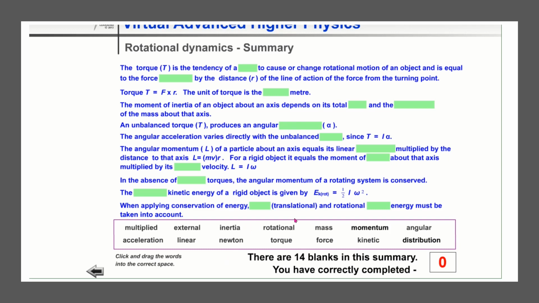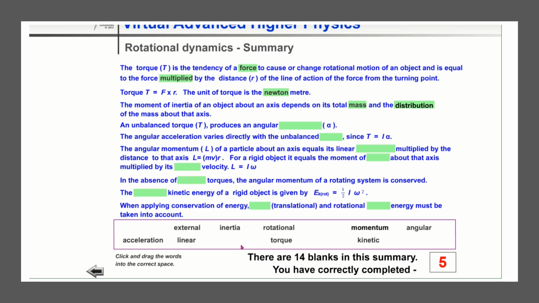The torque T is the tendency of a force to cause or change rotational motion of an object and is equal to the force multiplied by the distance r of the line of action of the force from the turning point. So it has to be perpendicular. The unit of torque is the newton meter. The moment of inertia of an object about an axis depends on its total mass and the distribution of mass about the axis.